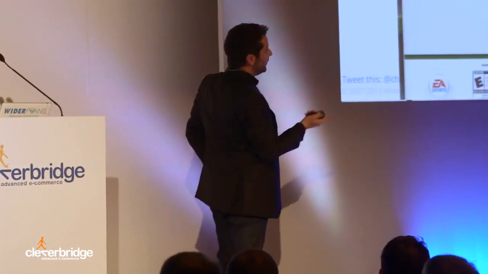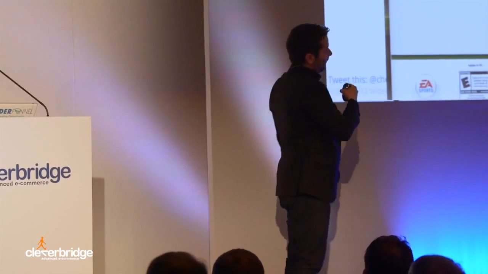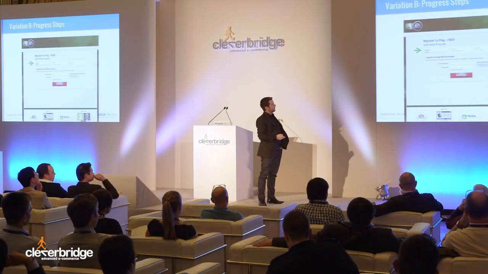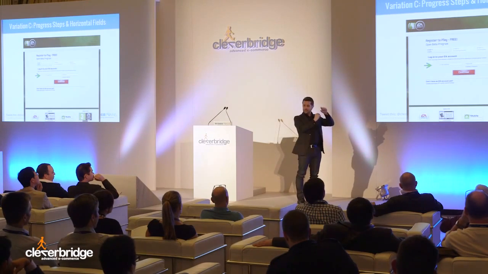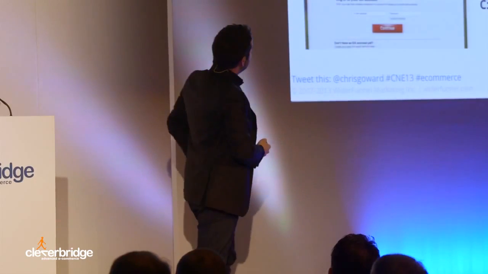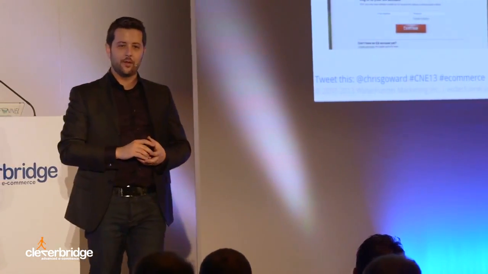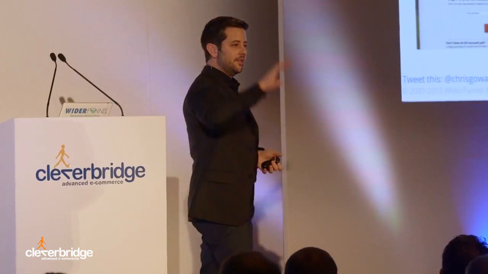Now, we also included some isolations. So in this one, we added in this steps indicator, right? Step 1, step 2, step 3, on top of the login. And the third variation, we changed the orientation of the fields from stacked fields to horizontal fields. So the question is, which one had the highest conversion rate to free signups? How many think variation A won? Okay. How many are voting for B? Okay. How many C?